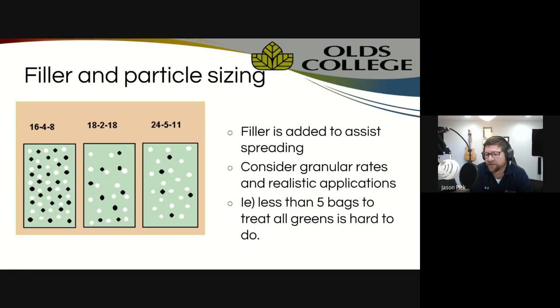It's much easier for you guys to choose an 18-3-18 product or a 16-4-8 product, for example, in order to get a nice, consistent, and even spread over all your greens. As your analysis starts to creep up, it gets more and more difficult to stay even. Make sense? And if you guys have questions, you chuck them all out at me, okay?